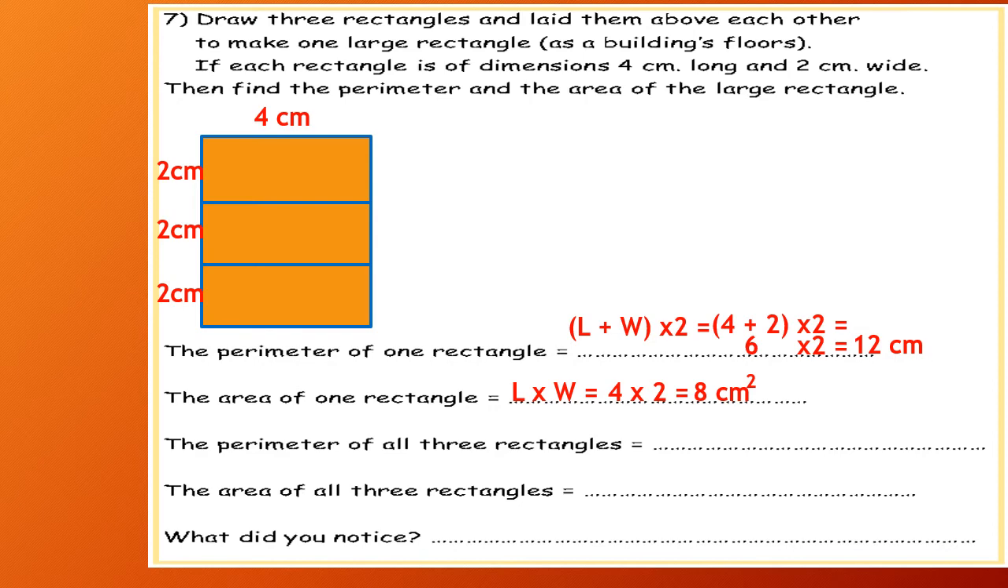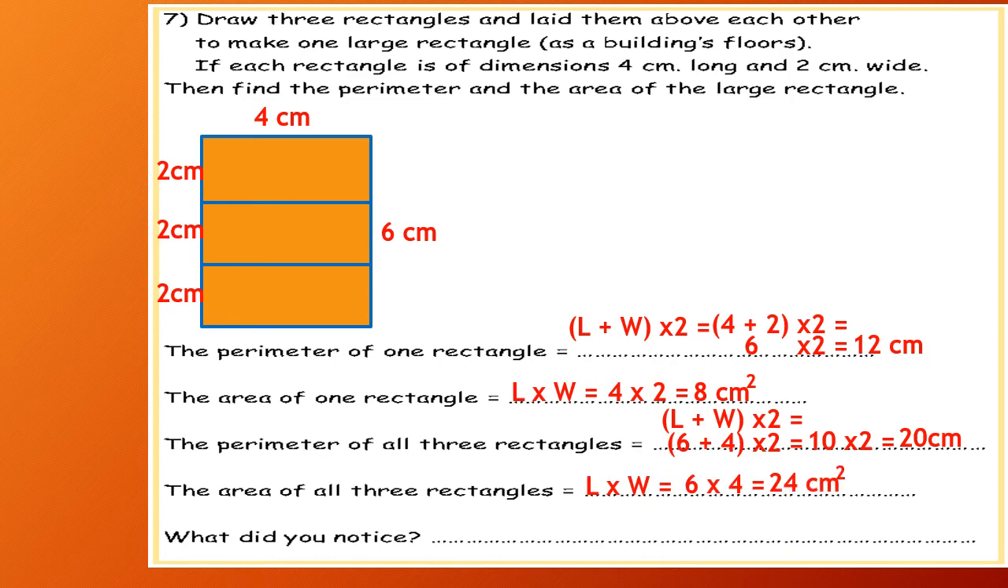And the area of one rectangle is length by width, 4 by 2 equals 8 centimeters squared. The perimeter of all three rectangles: we have to know the large length of these three rectangles. 2 plus 2 plus 2 equals 6. So the length of the three rectangles is 6 centimeters. Then the perimeter is length plus width, times 2, 6 plus 4 equals 10, by 2, equals 20 centimeters. And the area of the large rectangle is length by width, 6 by 4, 24 centimeters squared.